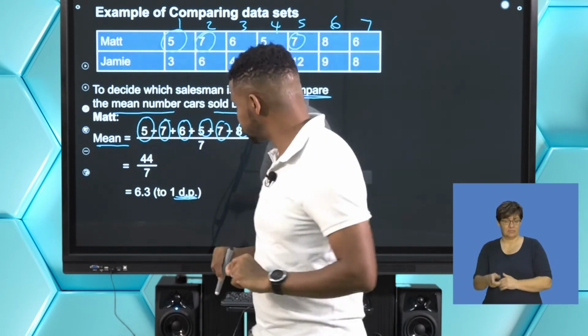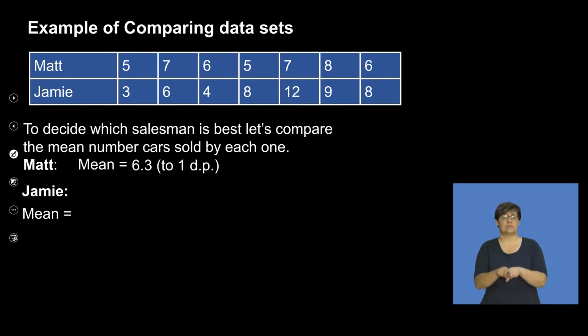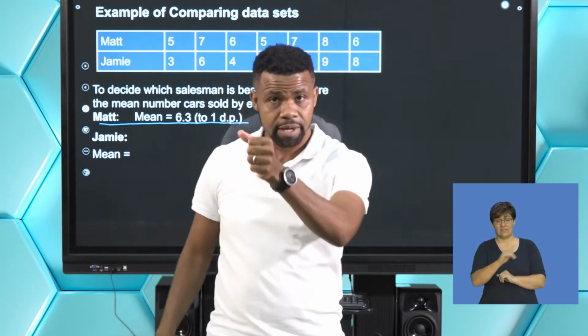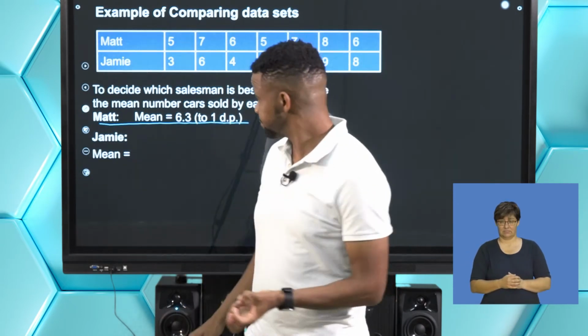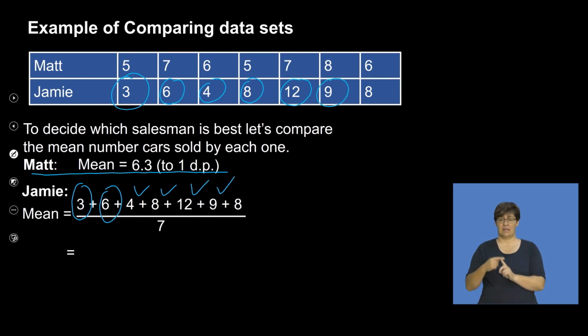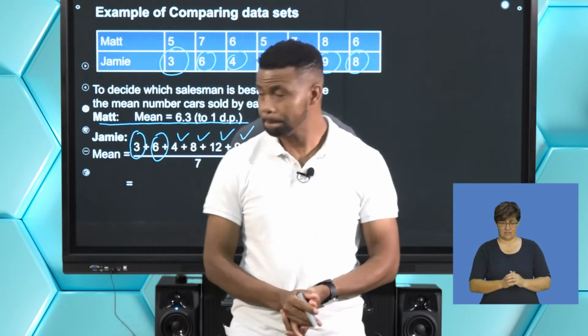What about Jamie? Let's look at Jamie. We're going to do the same thing. We calculate the mean for Jamie. So this is the mean for Matt. For the mean, we take how many cars Jamie sold and divide by the number of days, which is 7. So the mean for Jamie will be 3 plus 6 plus 6 and 4 plus 8 plus 12, because he sold 12 cars on day 5. Day 6 he sold 9 cars and then 8 cars, divided by 7. Then we add that, and we divide by 7.